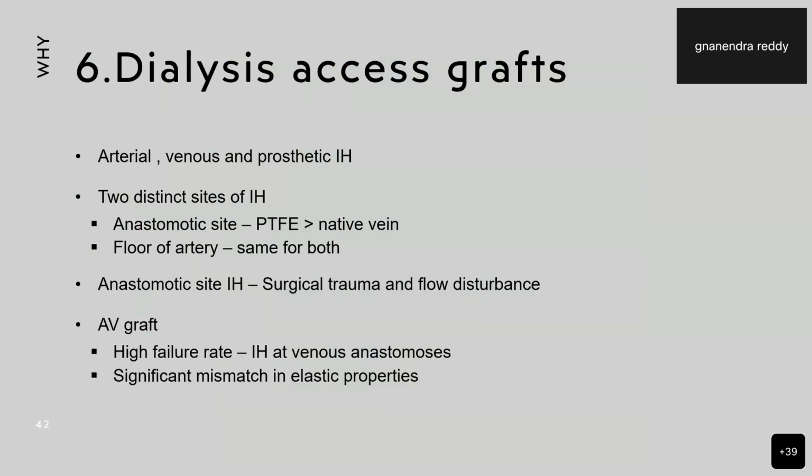So finally coming to dialysis access graft. There are two distinct sites of intimal hyperplasia. One is the anastomotic site, which is more if we use PTFE graft than the native vein, and also in the floor of the artery, which is the same in both graft and native vein dialysis access. The anastomotic site intimal hyperplasia is mainly due to the surgical trauma and flow disturbance. In the AV graft, there is a high failure rate due to intimal hyperplasia predominantly at the venous anastomosis. This is due to the significant mismatch in the elastic properties between the graft and the vein.